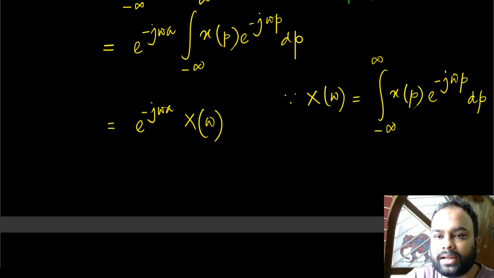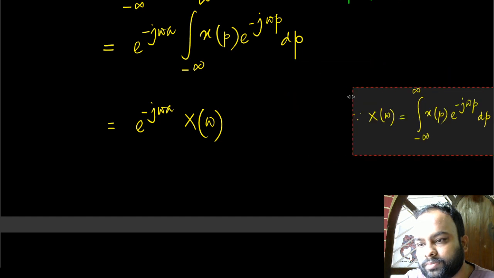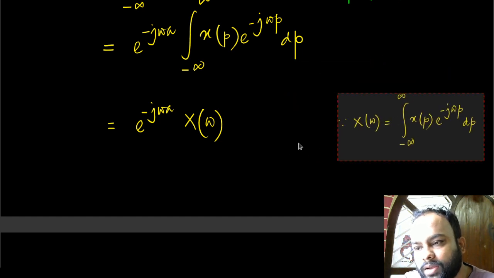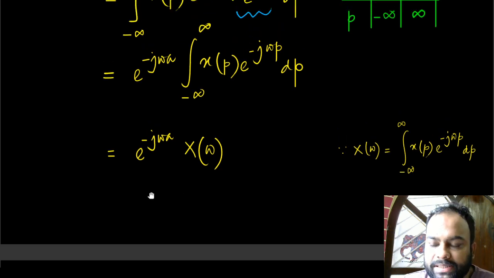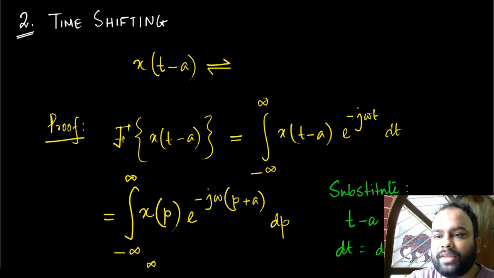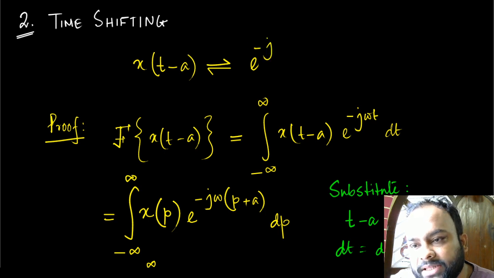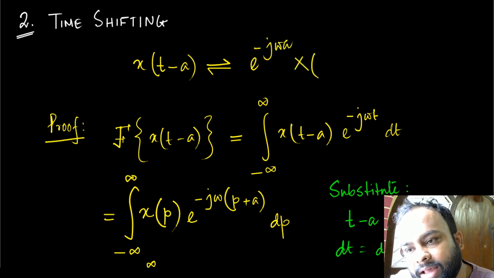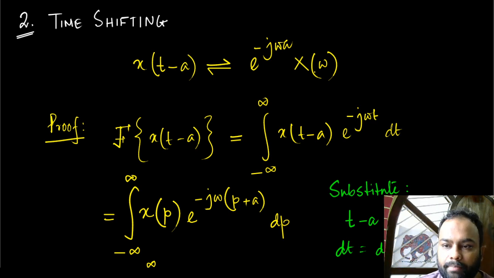So with that said, I believe you understand that we have this. Please feel free to ask if you have any query. So what we have just discovered is that the Fourier transform of a delayed or advanced version of x(t), so x(t minus a), would be e to the power minus j omega a times X(omega). We are going to shortly do a problem on this, so you can have a better understanding.